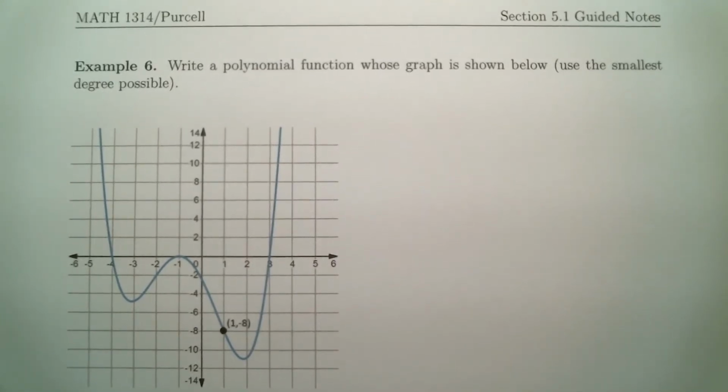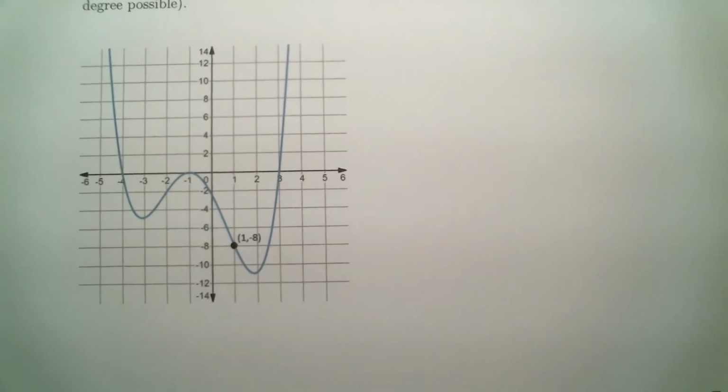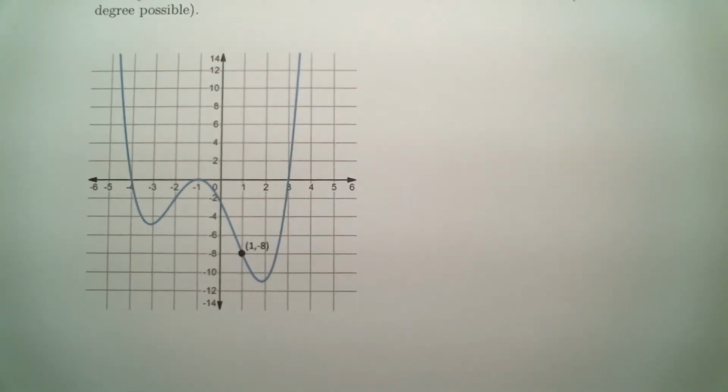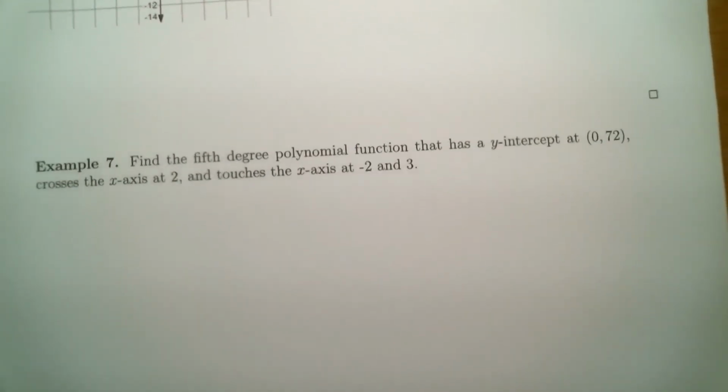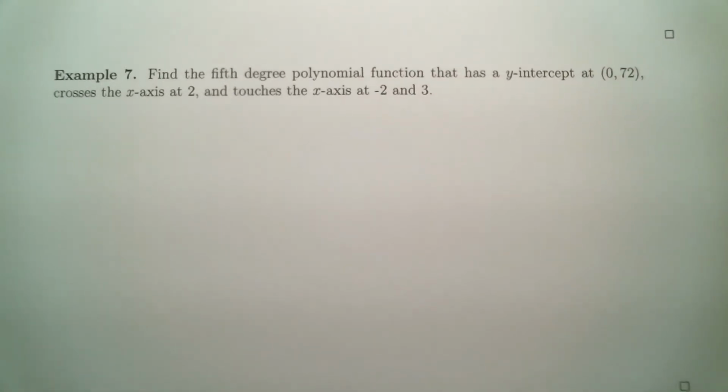Examples 6 and 7 are the last examples in this section, and they are going to have you construct the function of a polynomial that is given. In example 6, all you're given is the picture of the polynomial you're interested in, and based off of that picture, you've got to come up with the formula for the polynomial. And in example 7, there is no picture, but you are given a verbal description of the polynomial, and you have to construct the function.